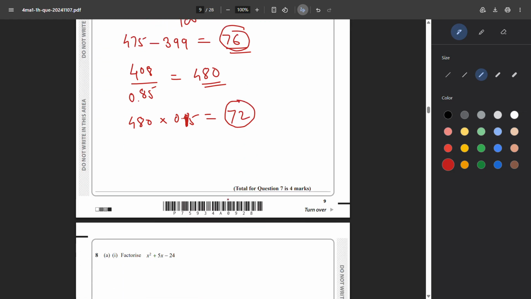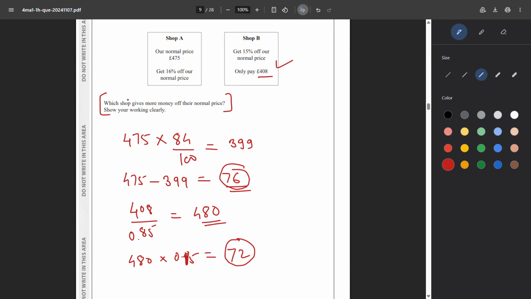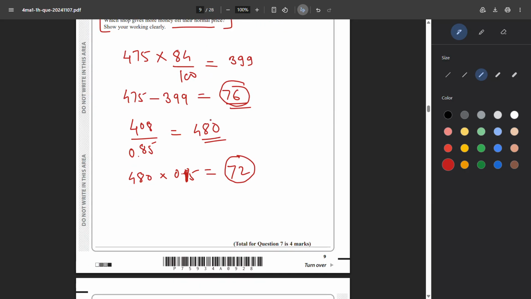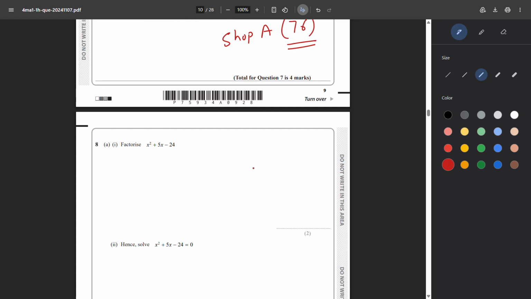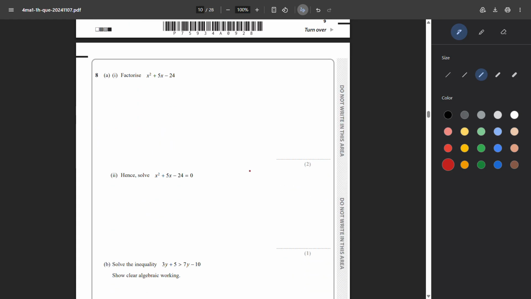So the question is, which shop gives more money off their normal price, right? So I will write that shop A is giving more off, that is 76 euro they are giving off on buying every laptop. So you have to just mention finally that shop A is giving more off on every laptop.